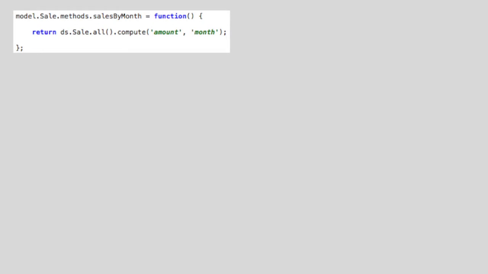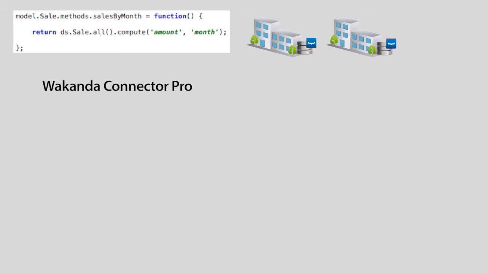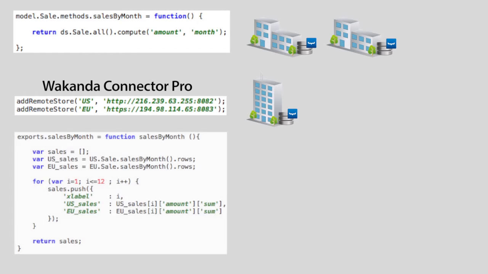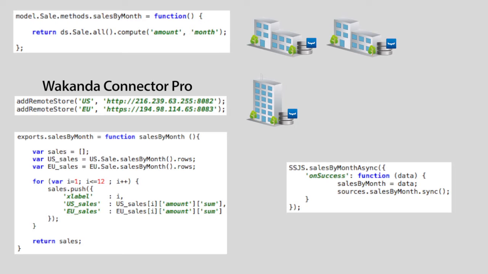Now let's go over how we did this. First, we created a function on our subsidiary servers that returns all the sales computed with the sum of the amounts, grouped by month. Then, with Wakanda Connector Pro, we've connected both data stores to our parent company's application. We've consolidated data on the server side in a module. And finally, on the client side of our web app, we've called this module to feed the data source that was automatically updated in the bar chart widget.